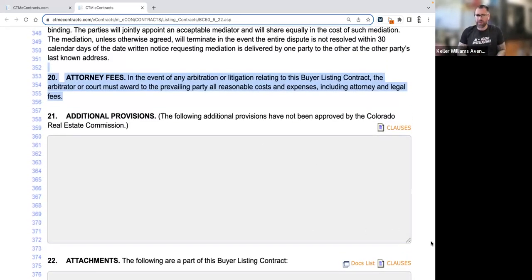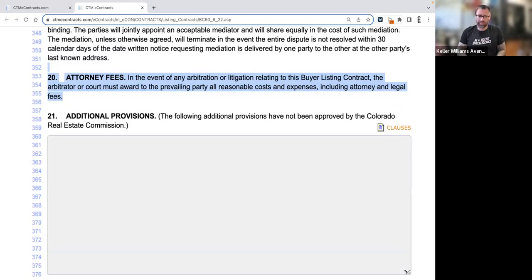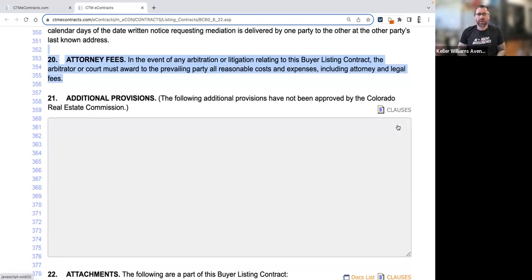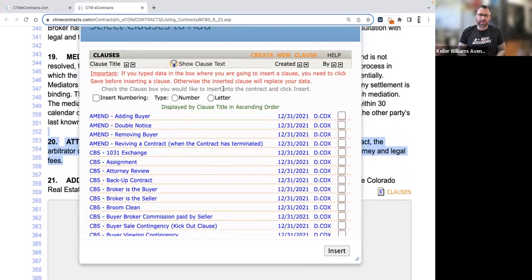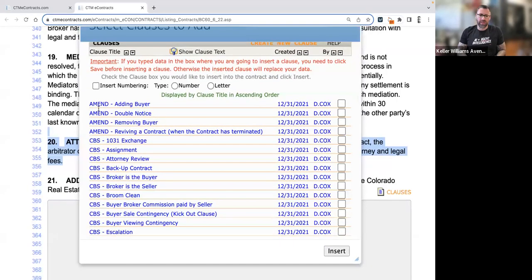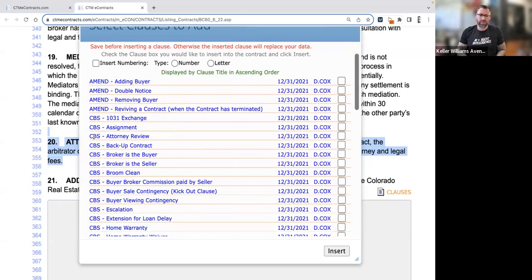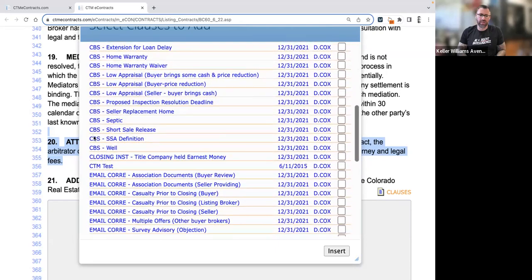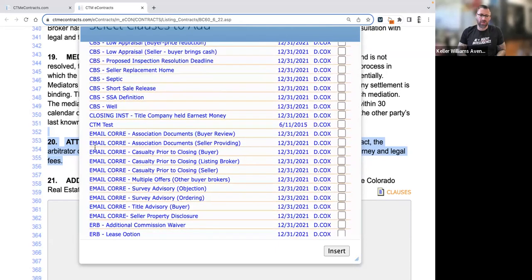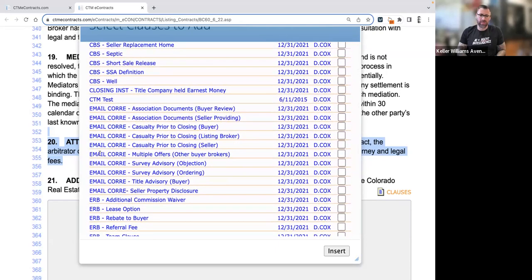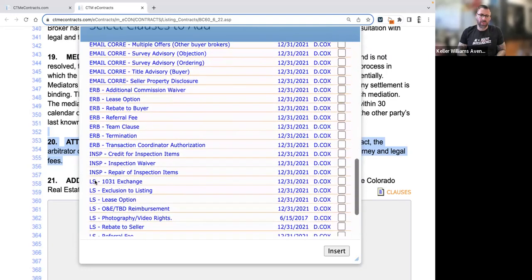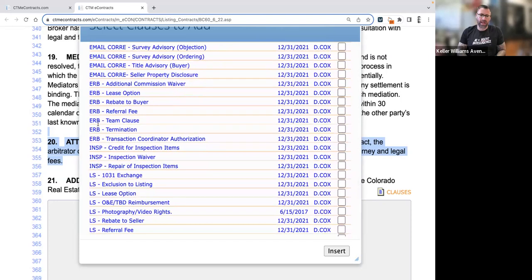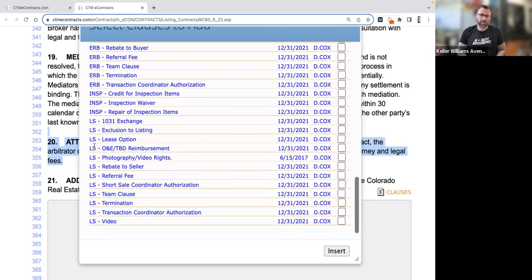All right, so then we get to additional provisions. We have this clause catalog here on the top right, which is pretty neat, right? So here's our clause catalog. And you can see that they're kind of in order. So these are for amendments. This is for the contract to buy and sell. These are for emails. Like this will go into the email. Exclusive right to buy. This is inspection.